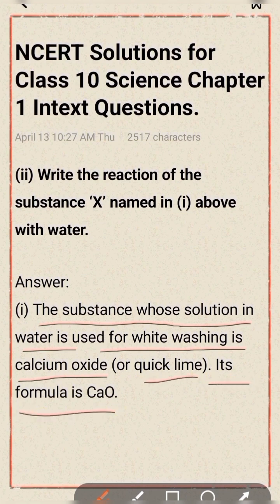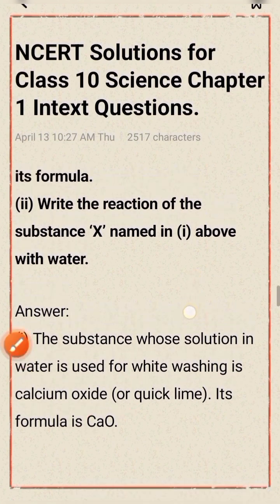The substance whose solution in water is used for whitewashing is calcium oxide, that is quicklime. Its formula is CaO. Okay, calcium oxide is one type of basic oxide. Na2O is a similar example of a basic oxide. This is the basic oxide, CaO, calcium oxide.